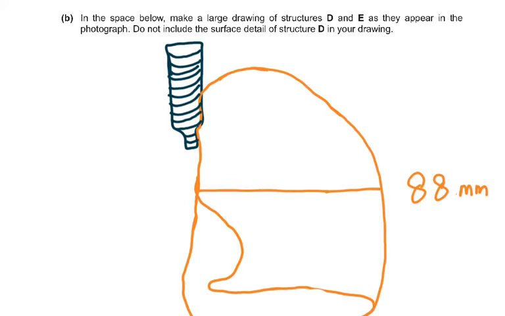The B part of the question said: in the space below, make a large drawing of structures D and E as they appear in the photograph, and do not include the surface details of structure D in your drawing.